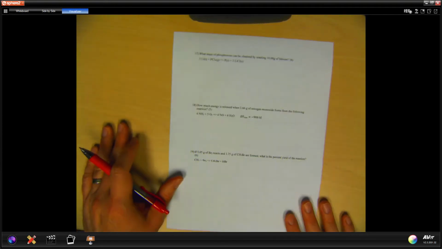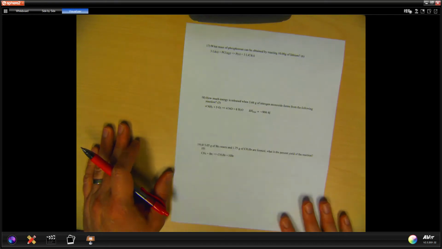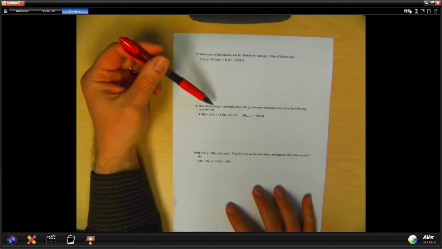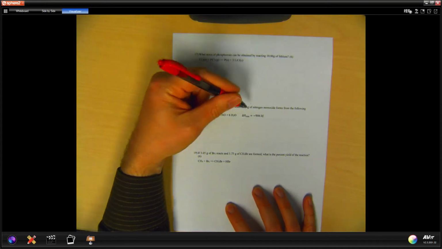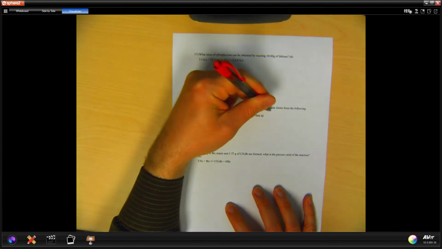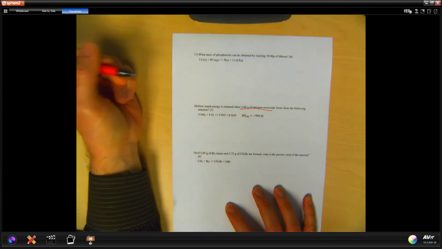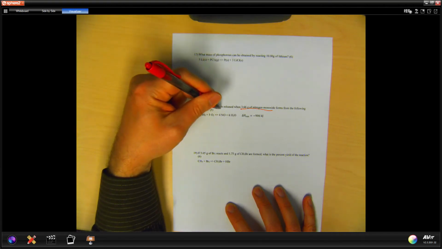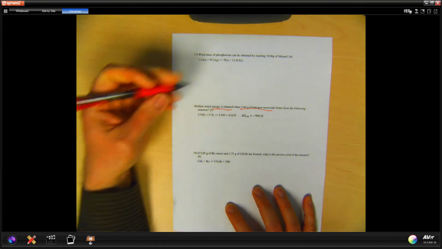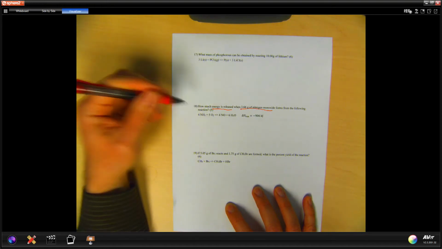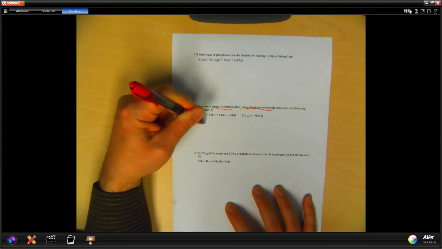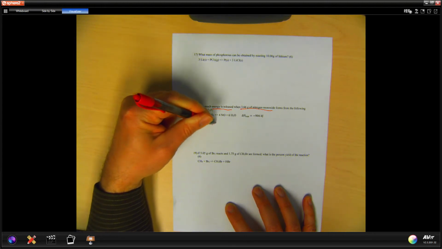So the last question that we had was number 18. I will go ahead and read this and then we'll solve the problem. How much energy is released when 3.66 grams of nitrogen monoxide, okay, that looks important, forms from the following reaction? And then the other thing is how much energy is released. So we're looking for delta H released. That's what we're trying to find.